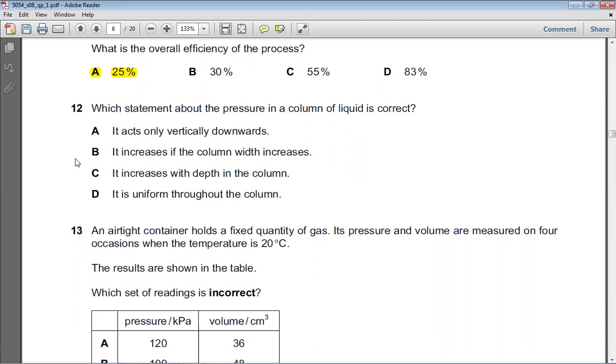That is true. It is uniform throughout the column. That is not true. As you go deep, the pressure increases. So it increases with the depth in the column. That's the best answer, I think.